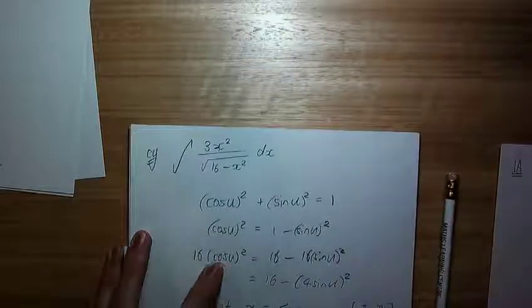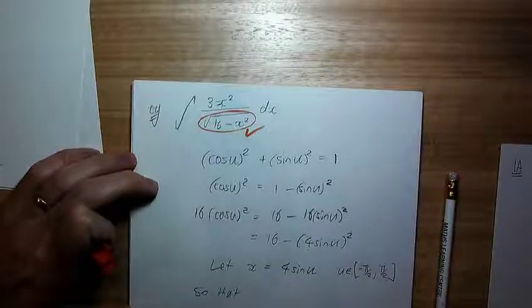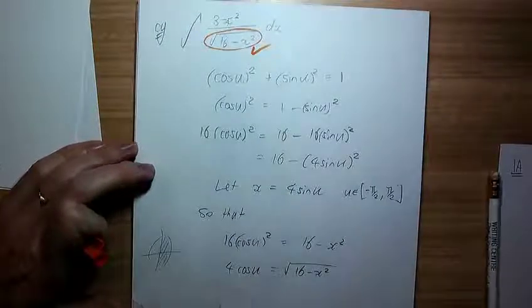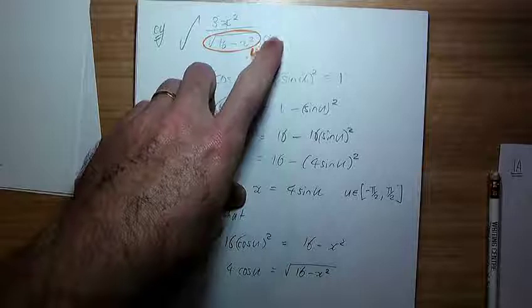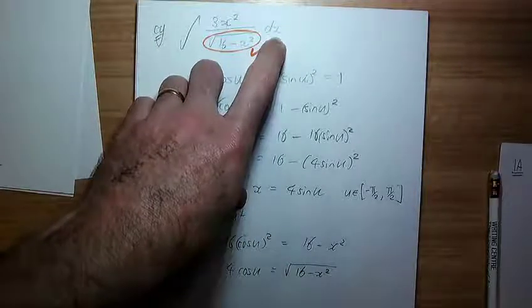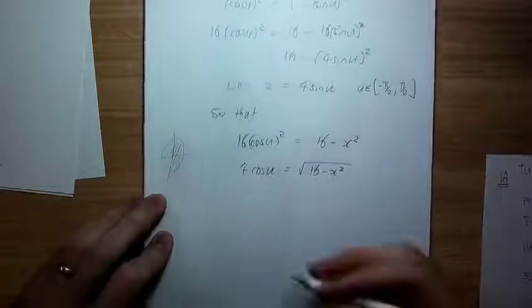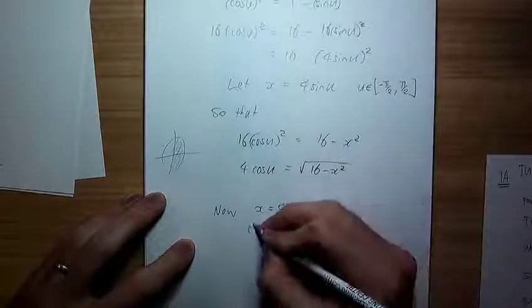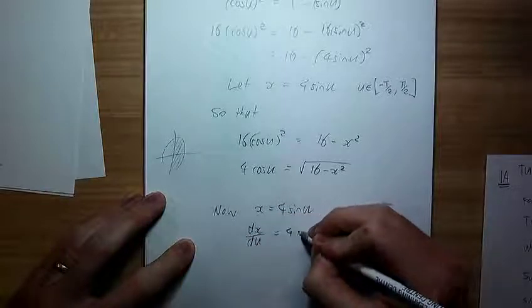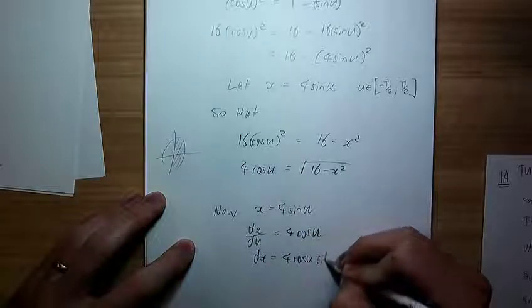Okay, so what have we done? Just a second. So we've just dealt with this. We know what this is in terms of u. It's 4 cos u. Okay. So we've still got to turn everything else into u. I'm going to deal with the dx next. Normally when you do substitution you deal with the dx first, but it was easier for me to deal with the bit in the root first. So let's see. So we knew that x was 4 sine u, and so dx on du is 4 cos u, and so dx is 4 cos u du.